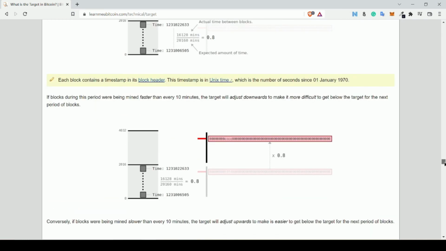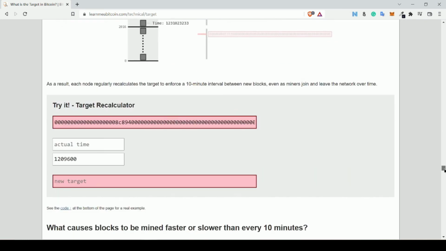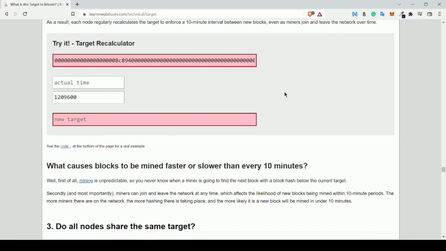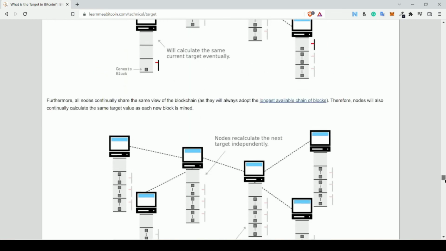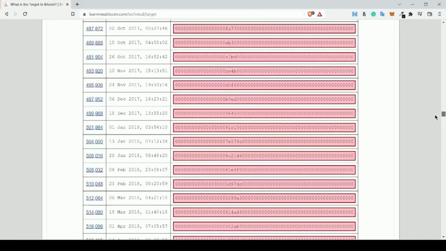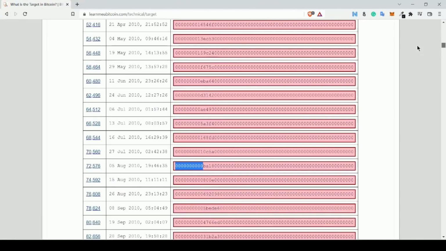So if you want to learn much more about this target, you can see that there are a lot of things here. Again, I think there is a calculator also, for how much time it will take to solve the target and all those things. So this is a good website. You can definitely refer to this website, a highly recommended website. So you must check out this website.